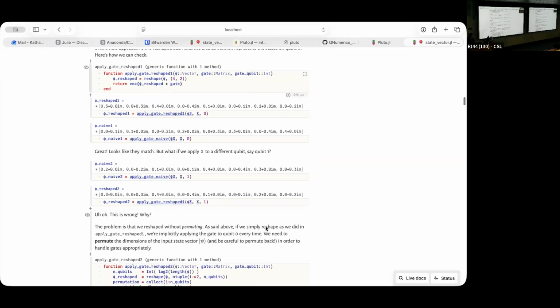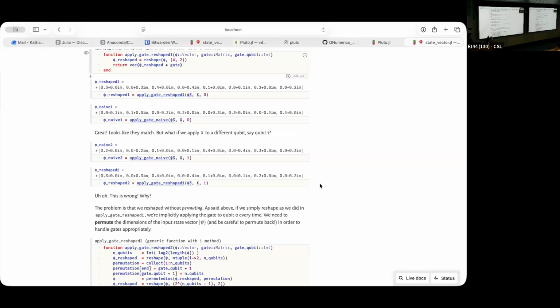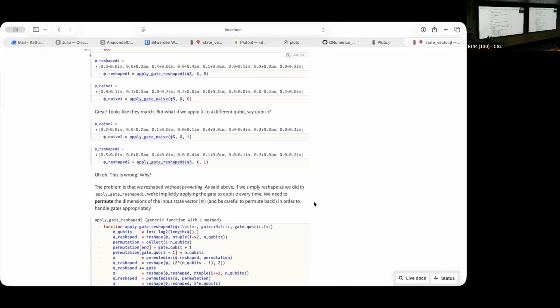And so if we just reshape naively to like 4, 2, we're effectively always targeting the 0th qubit because of the way that the underlying Julia memory layout works. So we need to be careful to reshape to like a 2 by 2 by 2, where the number of 2s is the number of qubits, and then permute so that we're actually targeting the correct qubit when we multiply by the gate and then permute back to make sure we don't completely scramble the state vector.